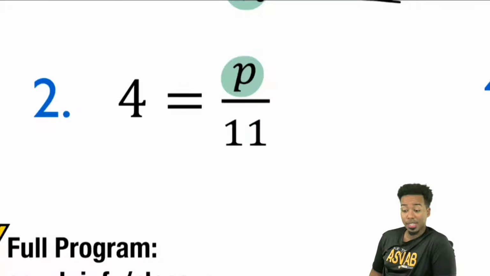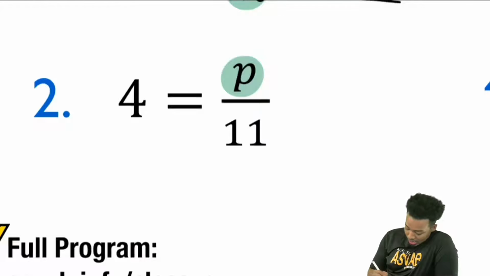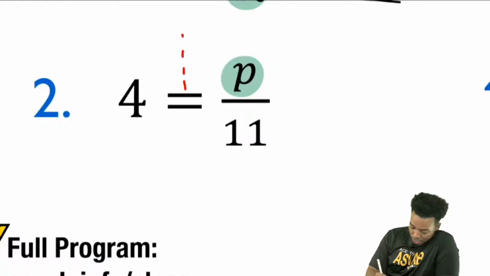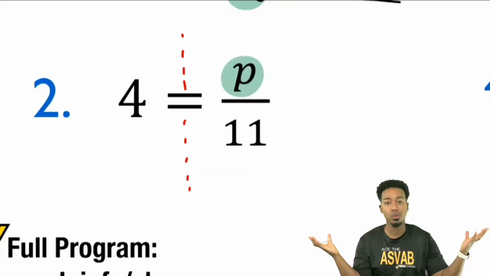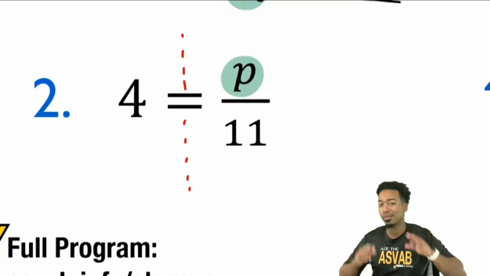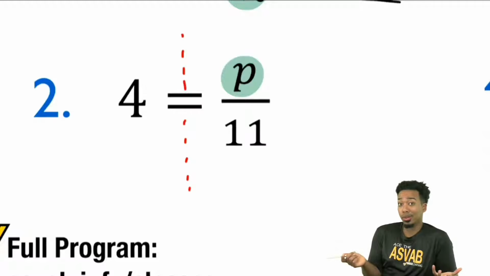Right, it's not by itself. P is being divided by 11, right? We can take a look at this, and we can say that, yeah, here's the equal sign. Again, the left and the right sides, they're exactly equal. So that's when the whole do the same thing to both sides comes in. But first, let's understand what we're supposed to do.